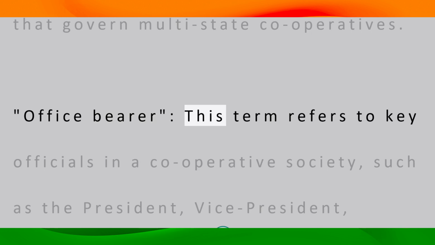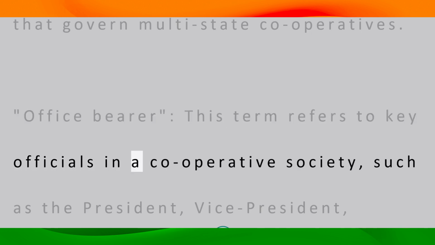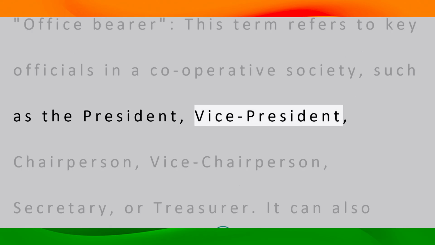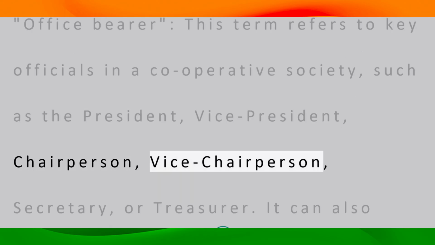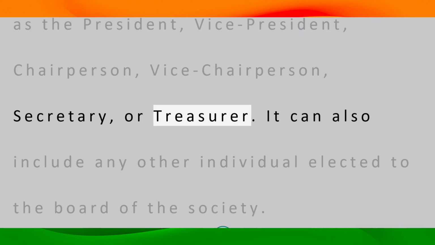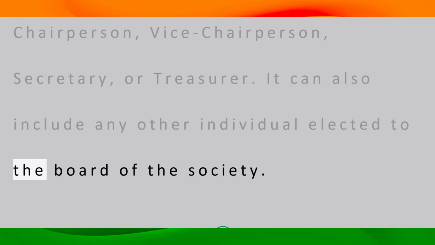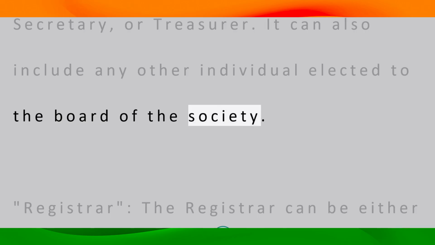Office bearer. This term refers to key officials in a cooperative society, such as the president, vice president, chairperson, vice-chairperson, secretary, or treasurer. It can also include any other individual elected to the board of the society.